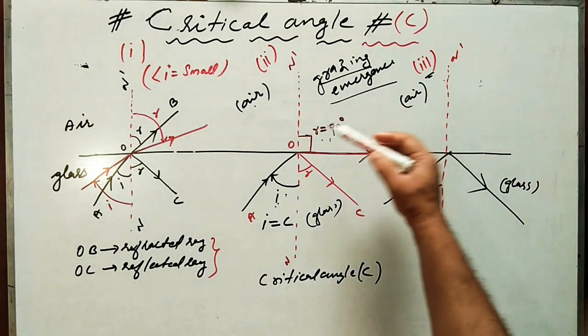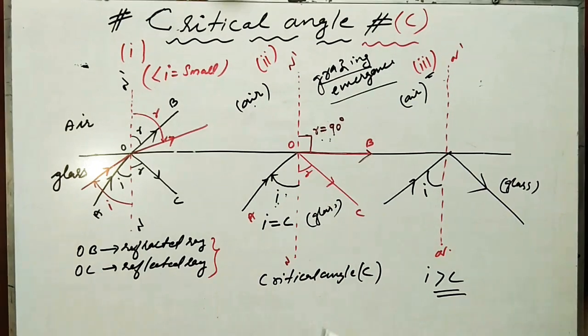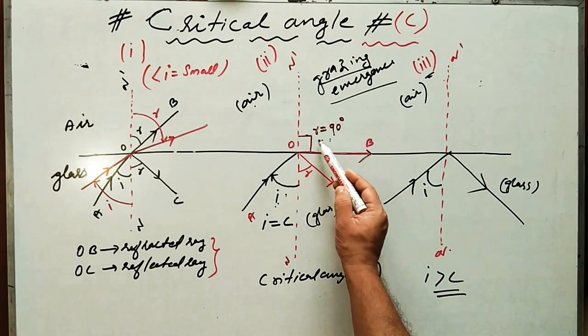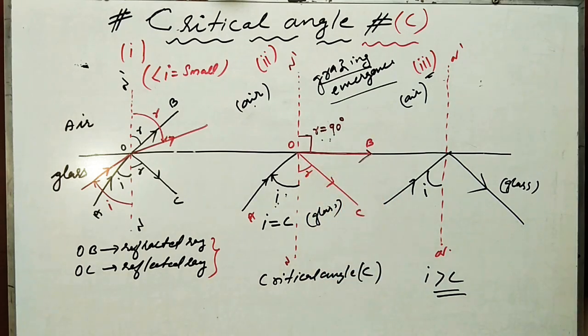So our topic is what is critical angle. We will focus on this diagram. As you can see, the critical angle is that corresponding to which the angle of refraction is 90 degrees. Is it fine? Clear?